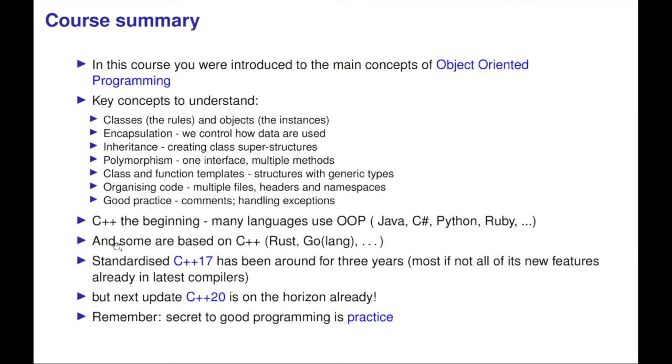There are other languages that are strongly based on C++, Rust or Golang as it's sometimes called, but they don't all use inheritance. Standard C++17, which is the version I've been trying to work towards in this course, has been around for almost 3 years. Most, if not all, of its new features are already in the latest compilers, and C++20 is definitely not implemented, but we know what's going to happen. And after that, there will be C++23, etc., etc.